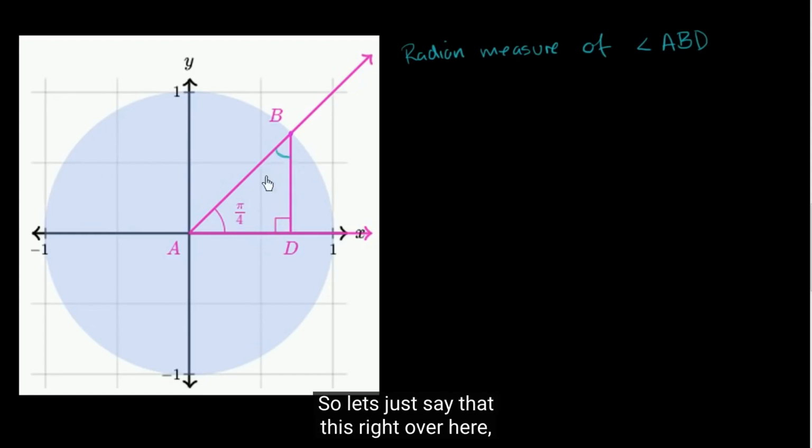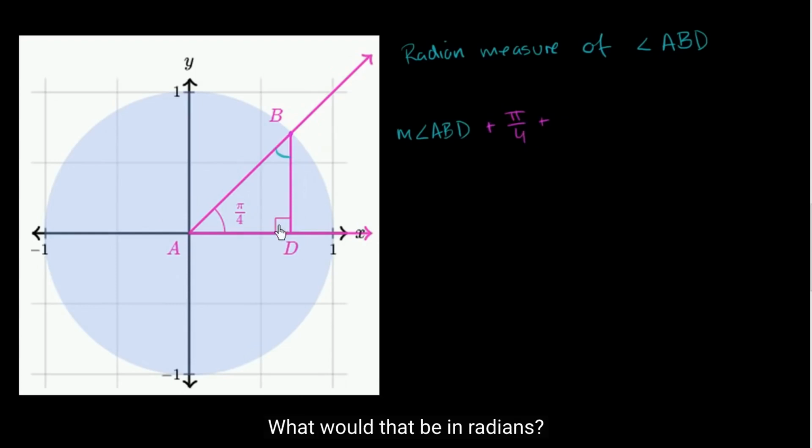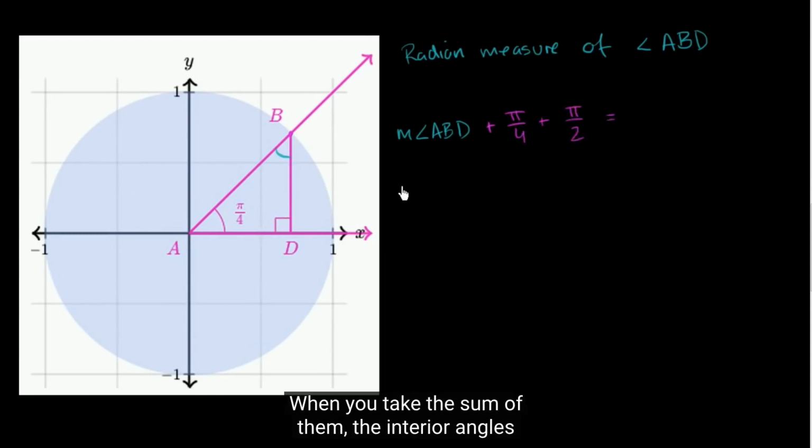So let's just say that the measure of angle ABD in radians, plus pi over 4, plus, this is a right angle. What would that be in radians? Well, a right angle, a 90-degree angle, in radians is pi over 2 radians. So plus pi over 2. When you take the sum of the interior angles of this triangle, they're going to add up to pi radians, which is, of course, the same thing as 180 degrees.